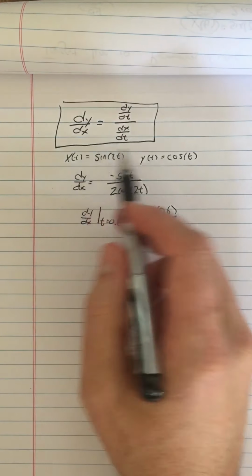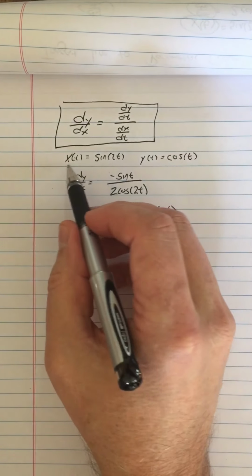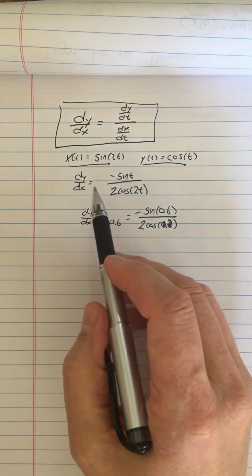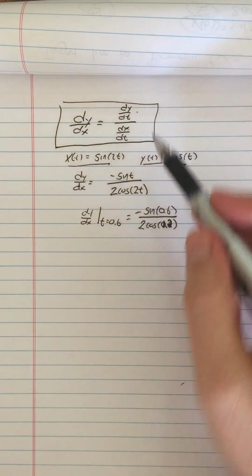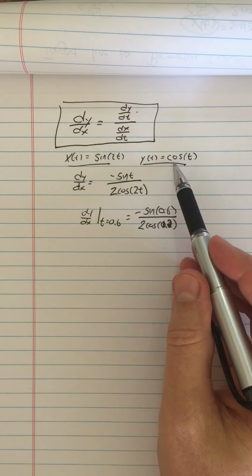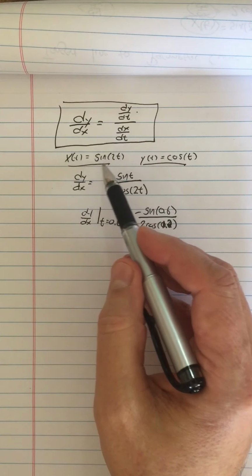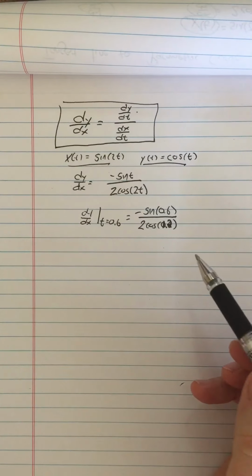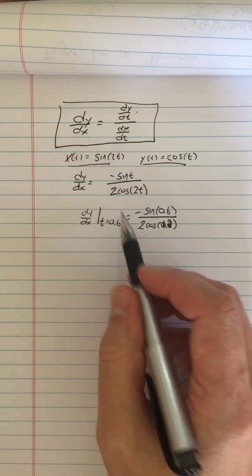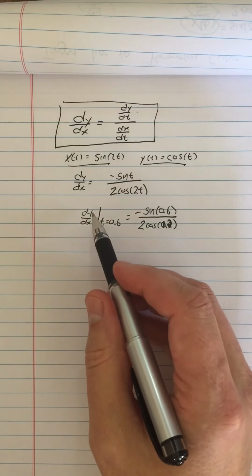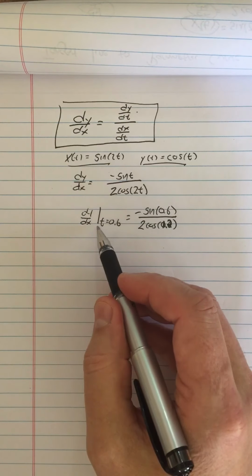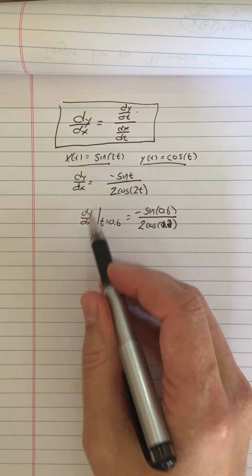So now we'll use this result with our particular set of equations. Then dy/dx is dy/dt, which is negative sine of t, right? The derivative of cosine is negative sine, over 2 cosine 2t, because that's using the chain rule on sine of 2t. This kind of notation is really useful because I have dy/dx, but I'm evaluating it at a variable that is not either of those variables.